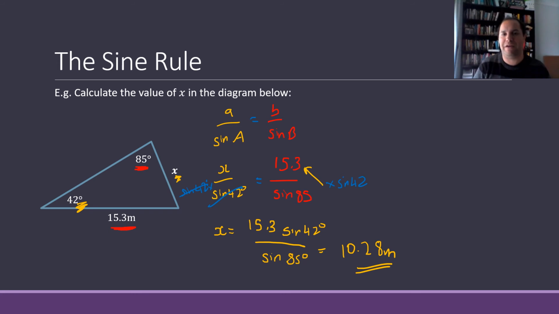Just putting that into our calculator. And again, that answer seems reasonable because smaller sides, like x, should be opposite smaller angles. So 42 is a smaller angle than 85, so x should be a smaller side than 15.3 because smaller sides are opposite smaller angles. So this answer does make sense.